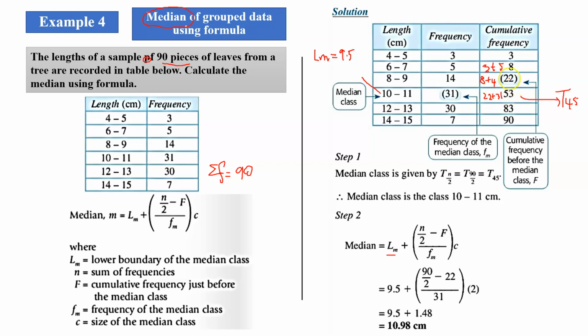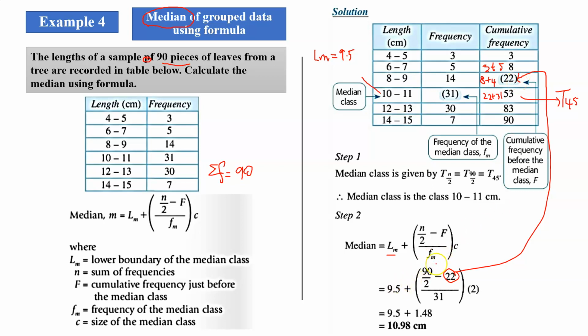22. Okay, this one. Yang ni dapat dari mana? Dia dapat dari sini. This one, 22. Sebab dia kata F besar tu maksudnya cumulative frequency sebelum kelas median tu. So this is kelas median kan? The 53. So sebelum kelas median dia punya cumulative adalah 22.